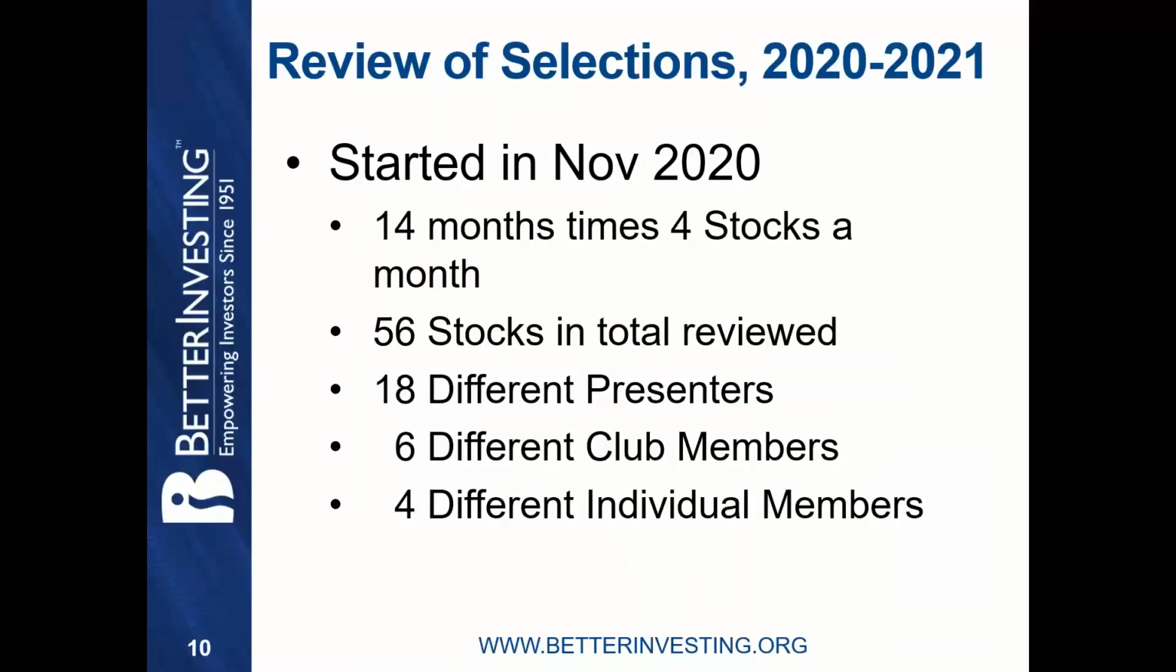So we started digging into the BI in November of 2020. That was 14 months, through December of 2021. We were always looking at 4 stocks, so we have 56 stocks we've looked at. We had 18 different presenters: 6 different clubs presented, and we had 4 individual members. So we really had a broad range, all from either Maryland, DC, or Virginia.